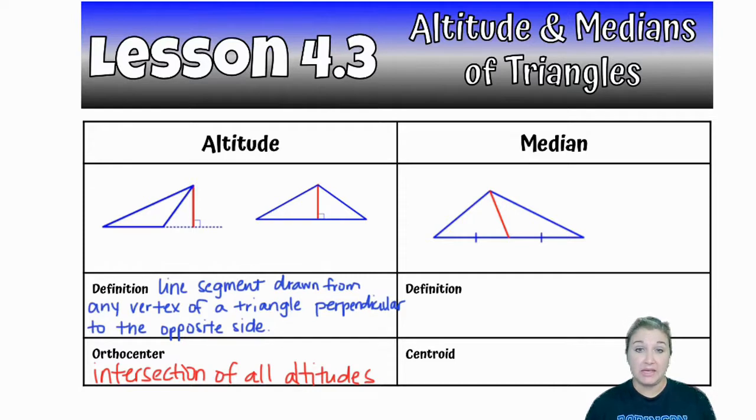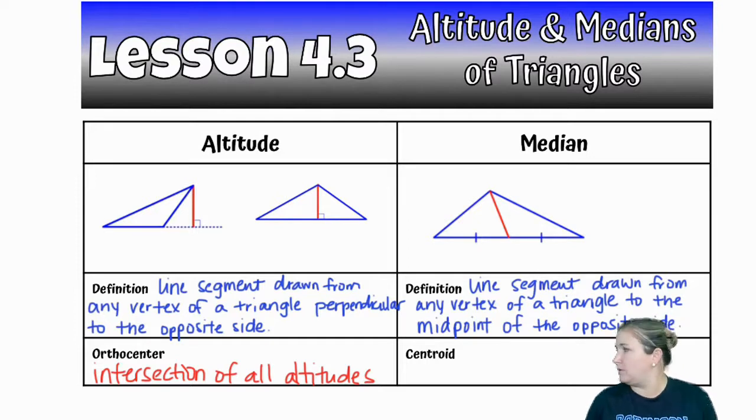So now let's look at the median. By definition, this is a line segment drawn from one vertex of the triangle that will intersect the opposite side at the midpoint. So you can see that the two sides right here at the bottom are going to be the same distance. So that length is basically doubled. The centroid is the center of all of those, the intersection of all those medians.